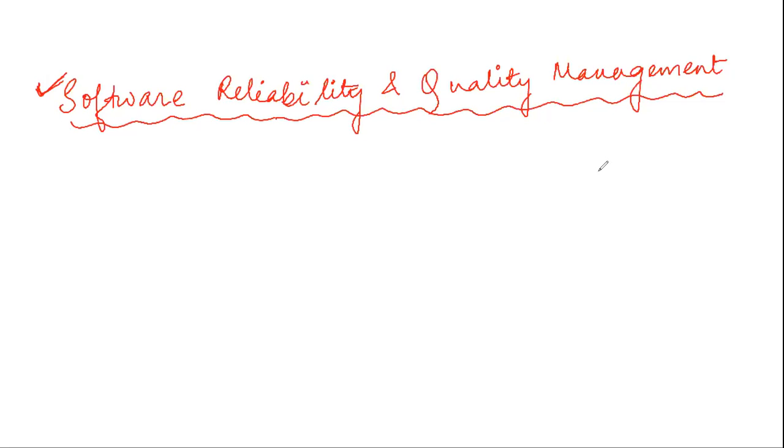Okay. And one of the main problems why it is an issue to measure software reliability is that reliability is an observer dependent thing. Why it is observer dependent, I will tell you. So reliability is basically observer dependent.